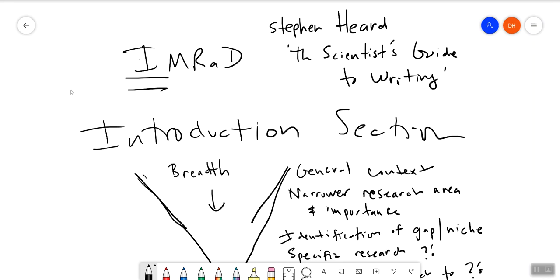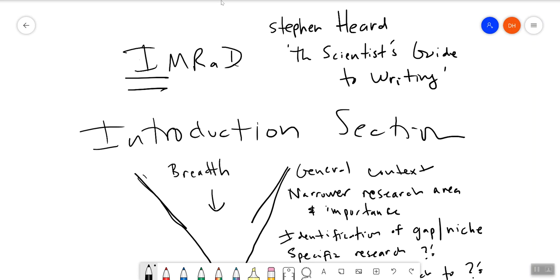Hello. So now we are talking about the specifics of the IMRaD model. Like I said, this is the canonical model for all scientific, social scientific research papers that you'll read and write. There are variations on this model, but this is pretty much industry standard stuff.